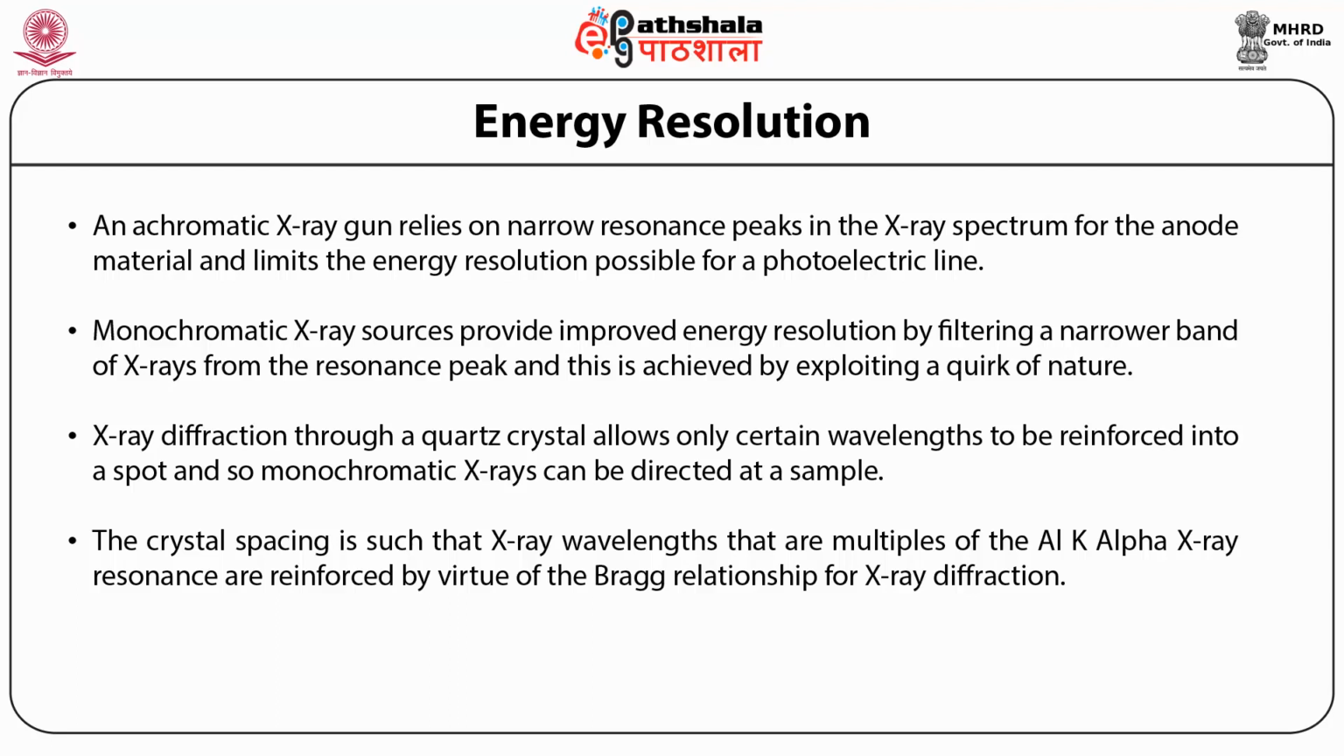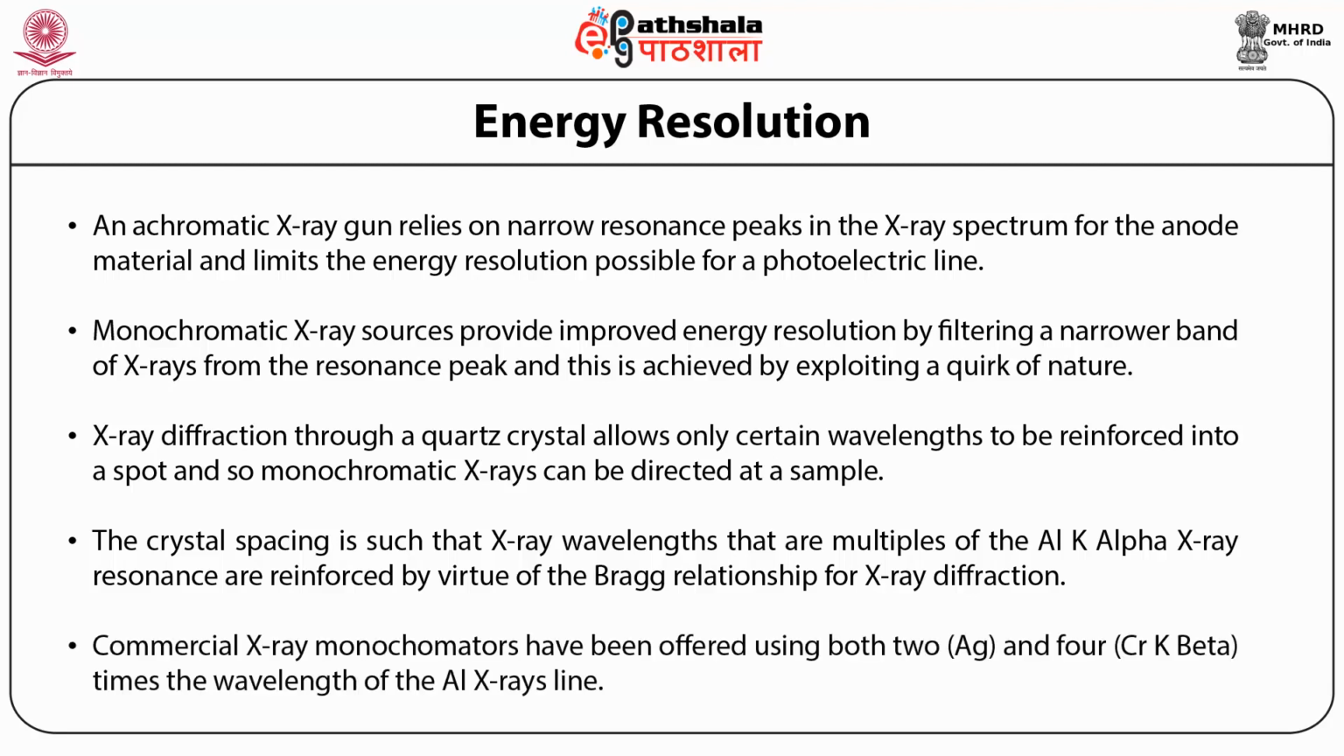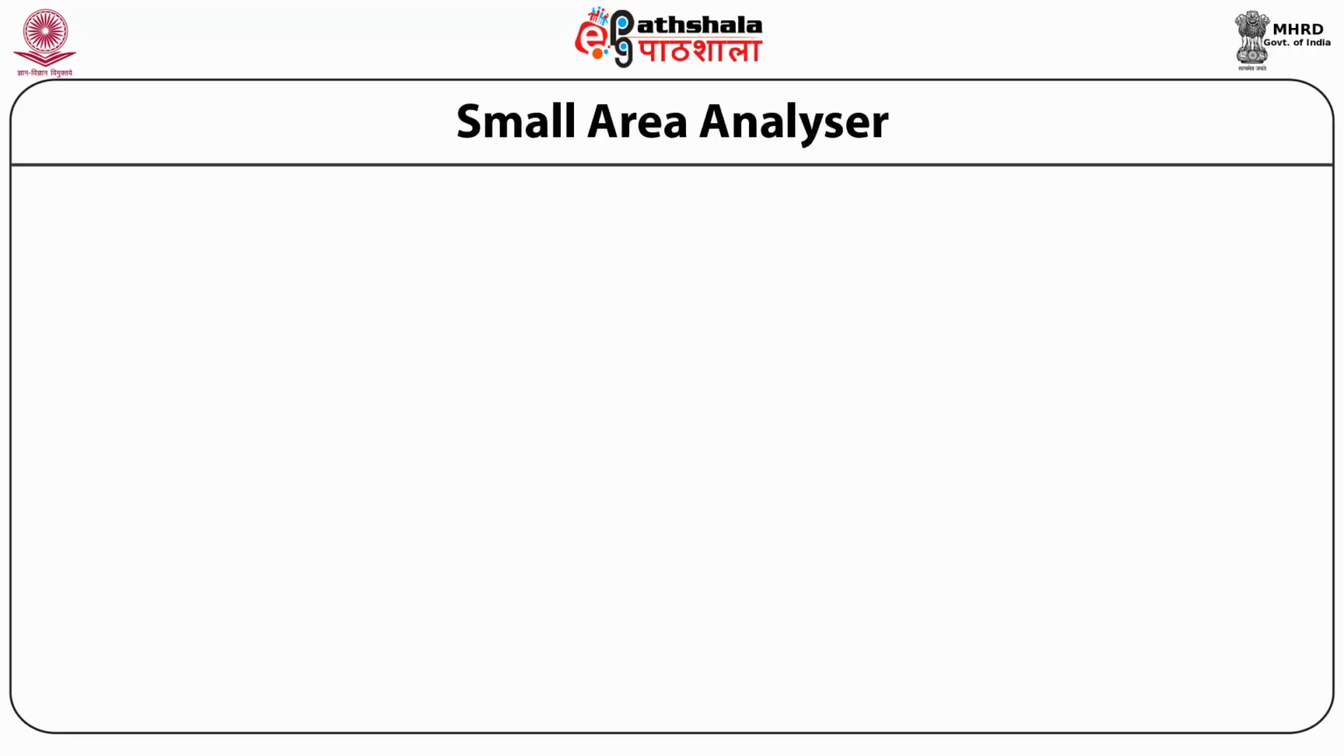The fact that multiples of this wavelength are reinforced by the quartz crystal means that other anode materials are possible sources for monochromatic X-rays, such as silver or chromium. Commercial X-ray monochromators have been offered using both silver L alpha and chromium K beta, which are 2 and 4 times the wavelength of the aluminum X-ray line. Now, about the small area analyzer.